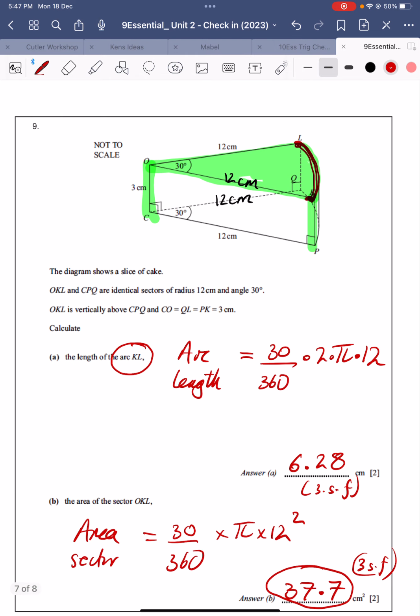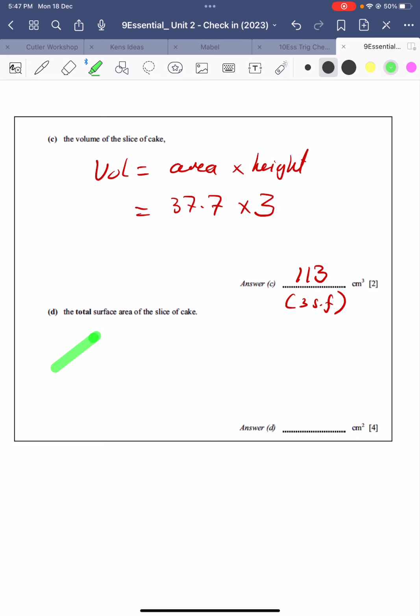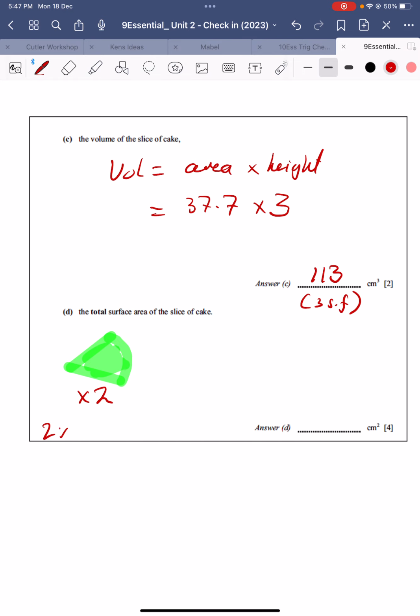And finally, the total surface area of the slice of the cake. All right, so this is a little bit more challenging. Certainly I can see 2 of those green pieces of area, right? So that's 2 of those sectors. So isn't that 2 of these? Okay, so I'll put that first. So it's 2 of these, times 2. And we know those are 37.7, so it's 2 times 37.7.